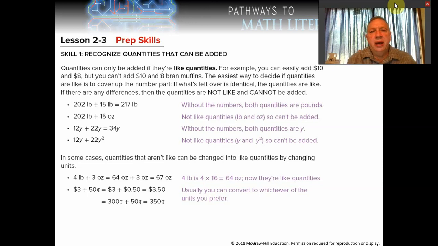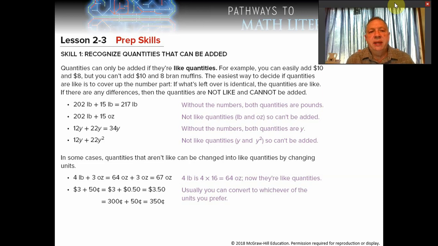In 2.3, we're going to go back through and take a look at a few things. First of all, we would like to recognize quantities that can be added. Many times in this course we're going to be picking up things and seeing if we can add them. Do we need to do a change in dimensions? Can they naturally be added? Can we simplify math operations? That's what we're going to talk about here.